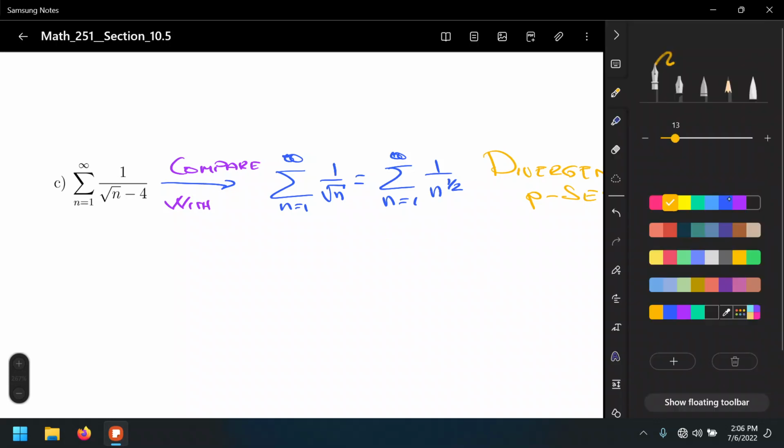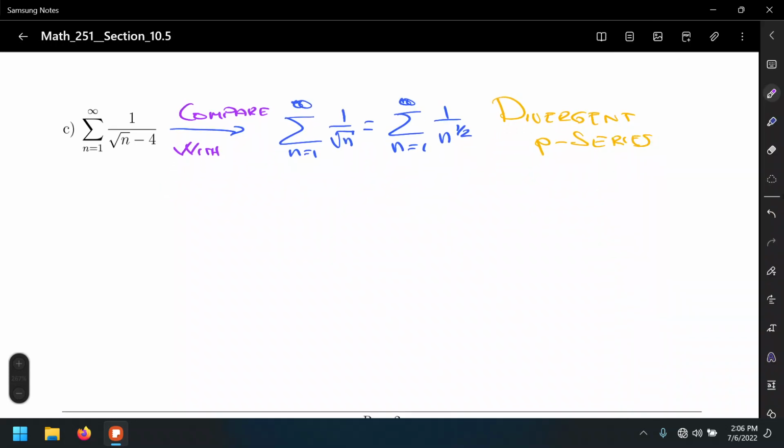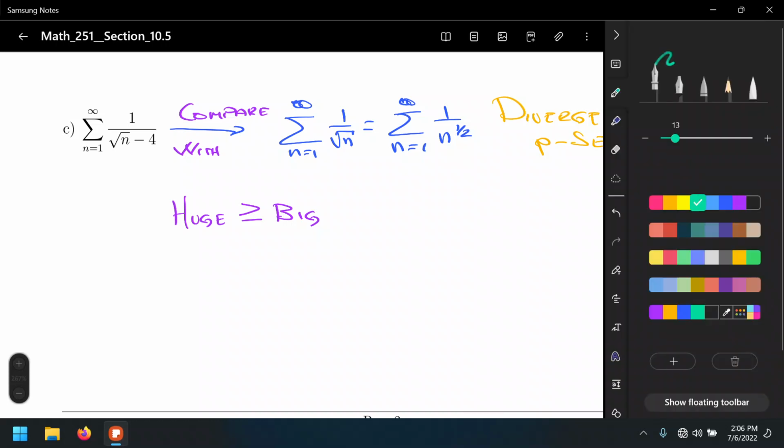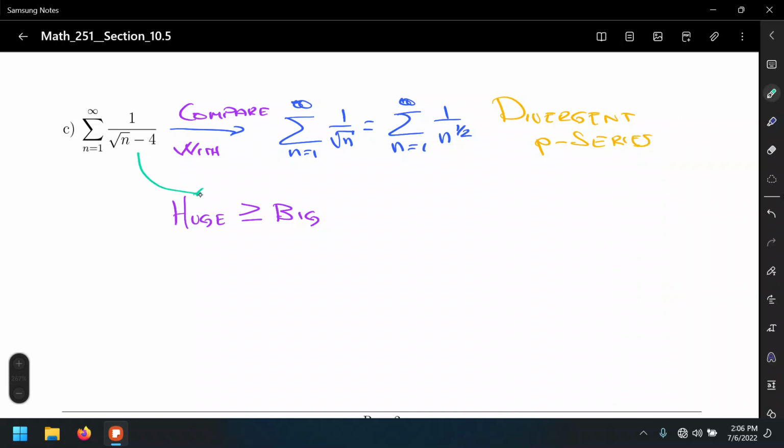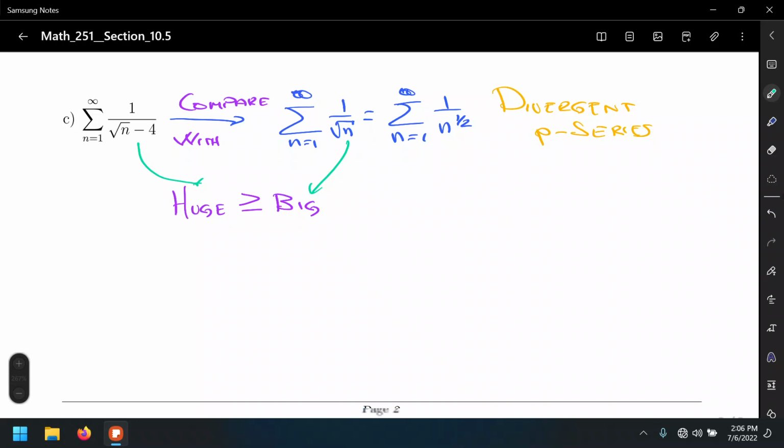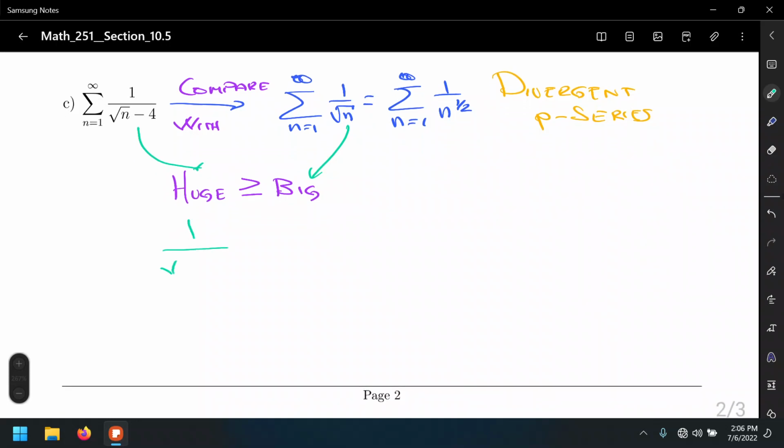We're going to show that huge is greater than or equal to big. And let's find out if it's the case. In this case, the huge would be the original problem, and the big will be the test series. So 1 over the square root of n minus 4, but that minus 4 is not inside of the radical. And is this inequality true?